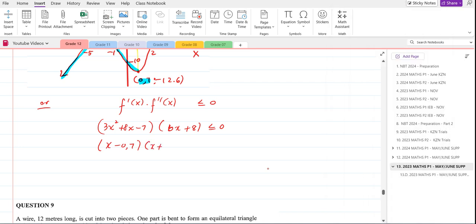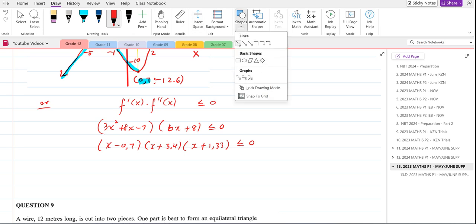So x plus 3.4, and that one is going to give me x, because I'm dividing everything by 3 here. That's why I'm getting these values. And over here I'm going to get plus 4 over 3. Let me just use 1.33 here, okay? Less than or equal to 0. So those were your factors. So I hope you understood that.